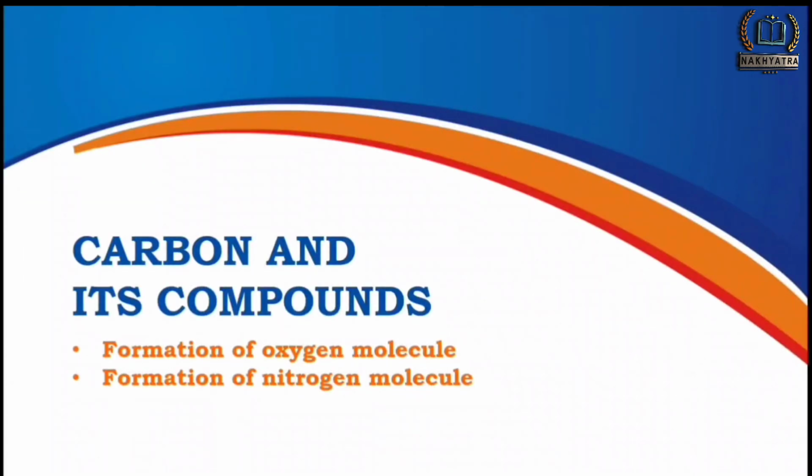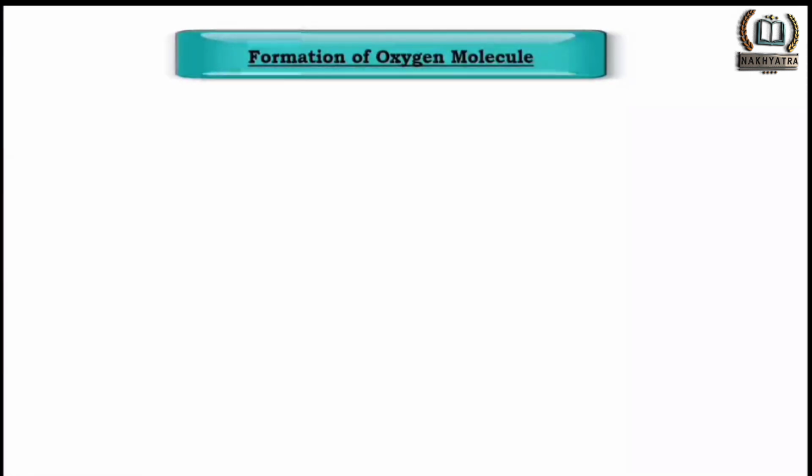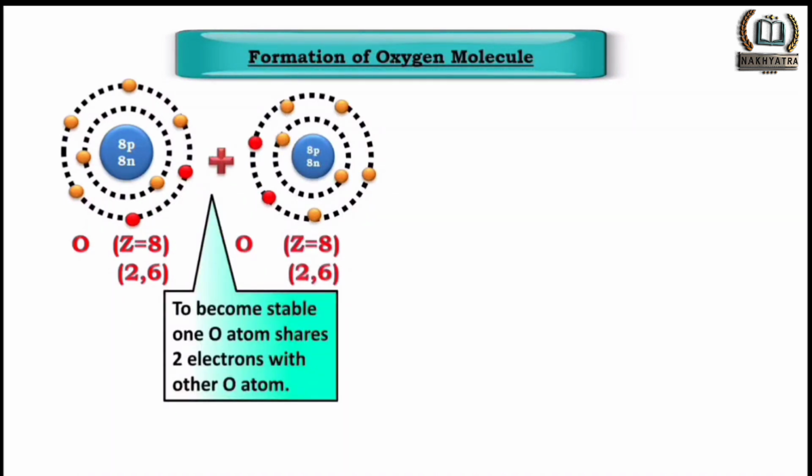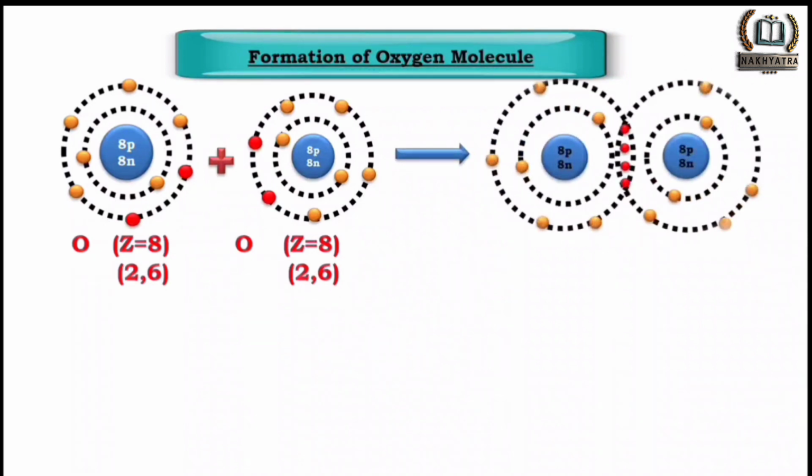Next is the formation of oxygen molecule and the formation of nitrogen molecule. Let's see the formation of oxygen molecule. So the electronic configuration is given here for oxygen. We know that oxygen has the atomic number 8 and the electronic configuration is 2, 6. Now to become stable, one oxygen atom shares 2 electrons with the other oxygen atom. See here, the 4 electrons are being shared.